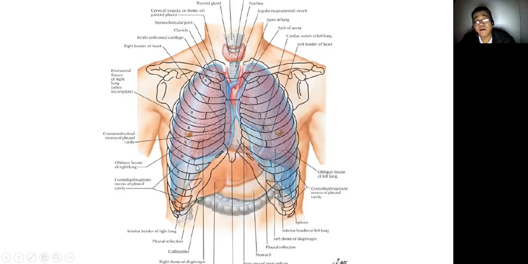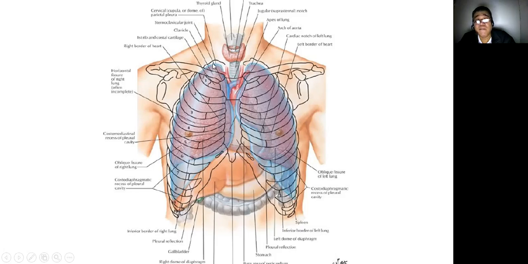Now, the costodiaphragmatic recess extends anteriorly going posteriorly. Okay, it is much shallower anteriorly, and much deeper posteriorly, because the posterior thoracic wall is much longer as compared to your anterior thoracic wall. So this space here gives the lungs a certain degree of allowance in order for it to expand during inhalation.